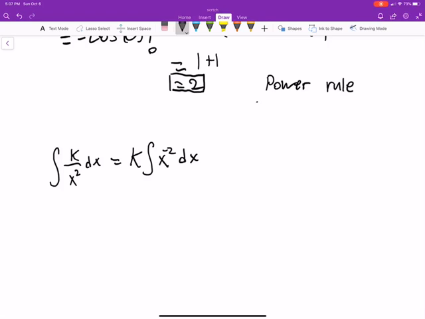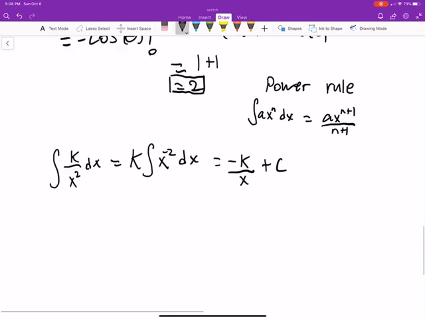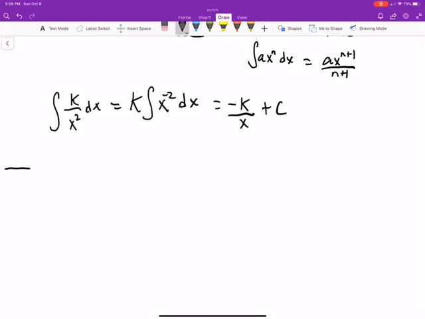The integral of a x to the n dx is just a x to the n plus 1 divided by n plus 1. So if you were to add this, that's -1, so you divide by -1. That just makes this negative k x to the -1, or negative k over x. And then we have to add a plus c because this is an indefinite integral. It doesn't have the limits, where the last one did have limits, so it was a definite integral.